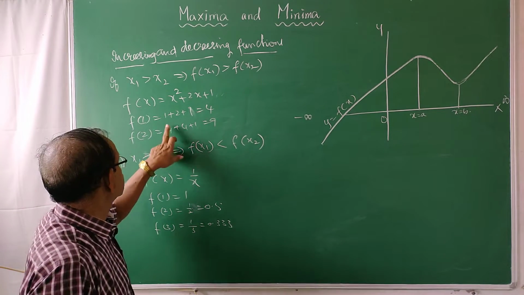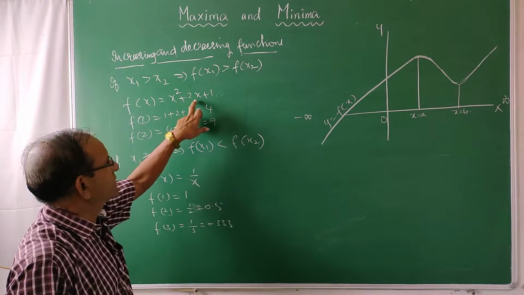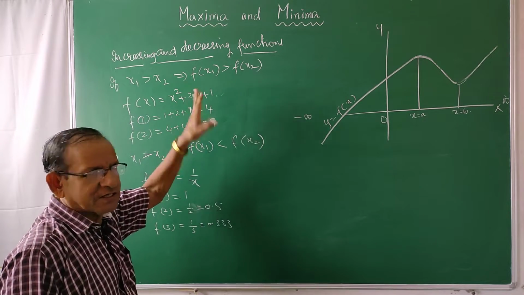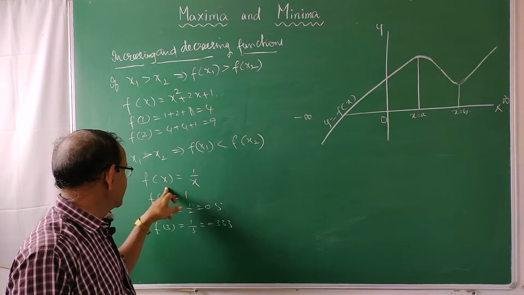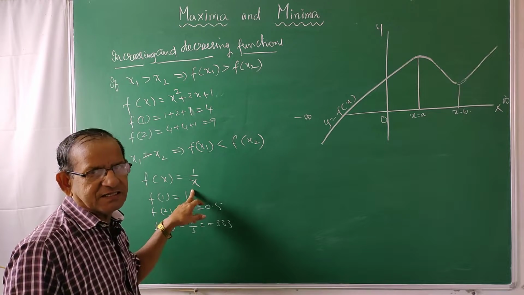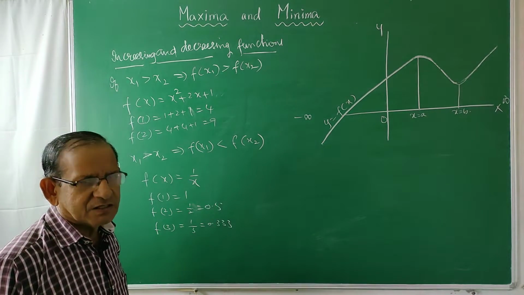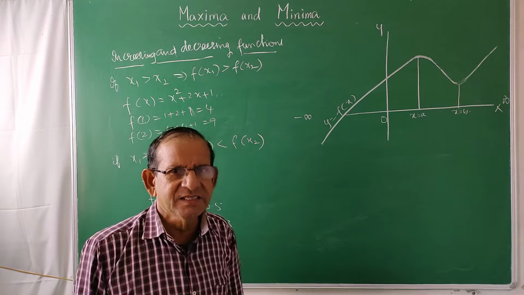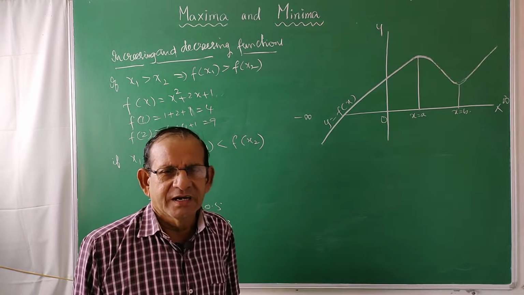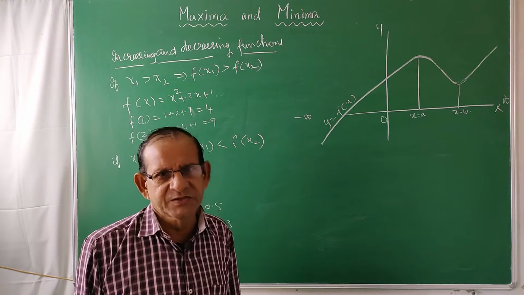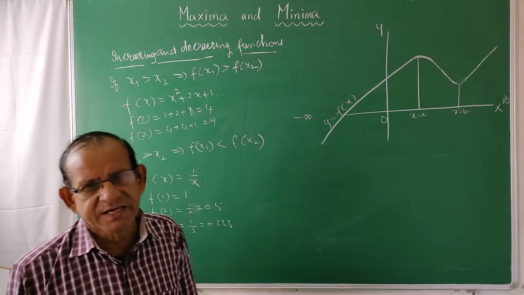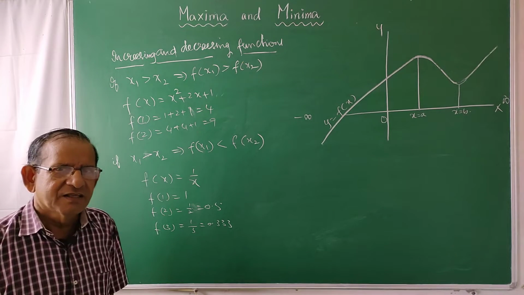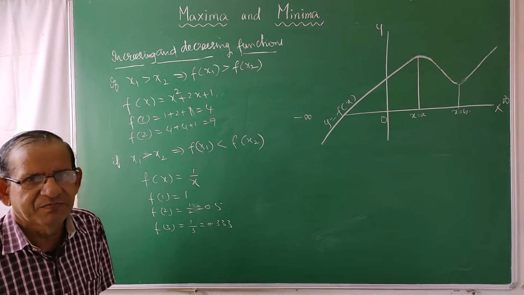Now, you see, for example, the derivative of this function is 2x plus 2. You will get positive values in that interval. Here, the derivative of f(x), that is 1 by x, is minus 1 by x square. So, if a function is increasing in an interval, the first derivative is positive in that interval, and if it is a decreasing function in that interval, the first derivative is negative.